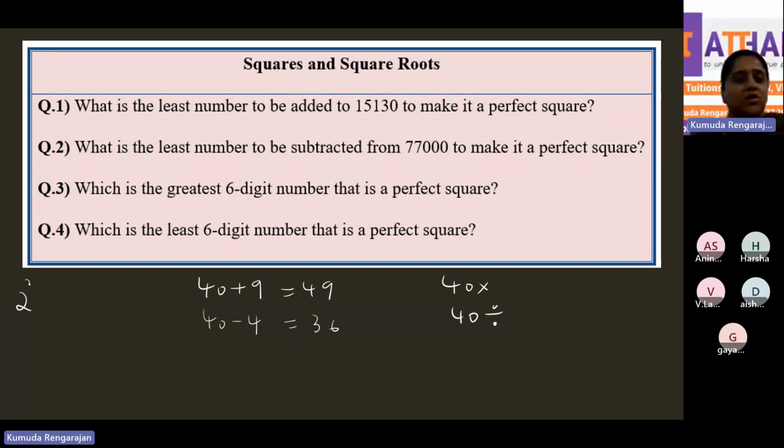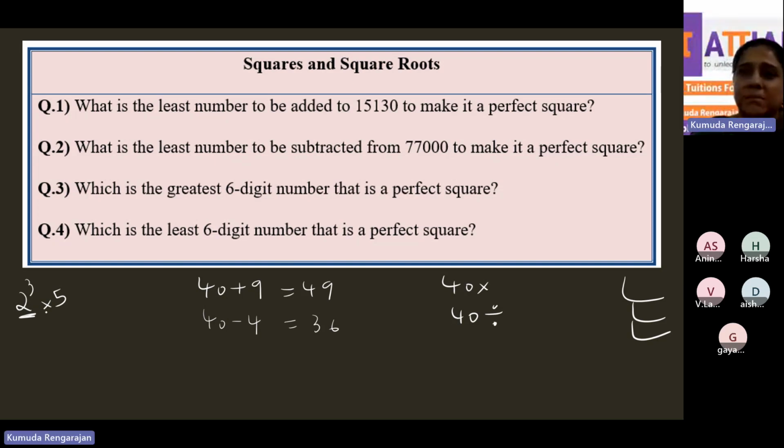What is 40? 2 cubed into 5. Find the prime factors. Now, 2 cubed, you need one more 2, right? It's not occurring in pairs. The power is not even. So you need one more 2, right?